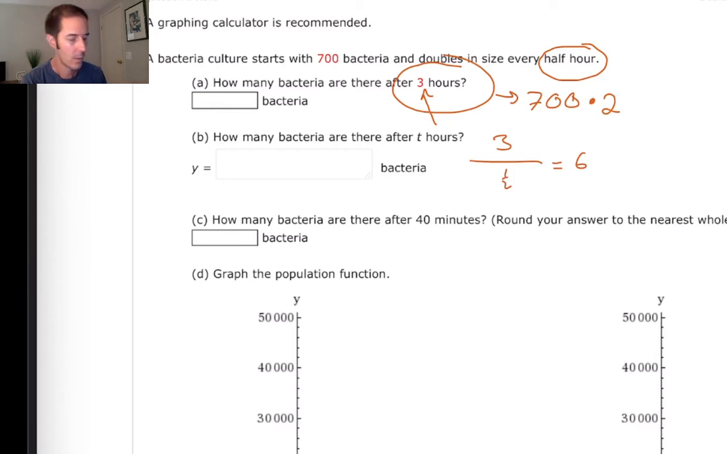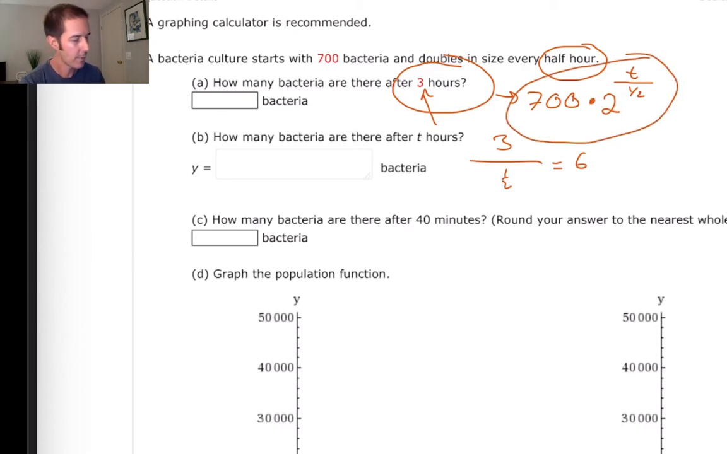Division. So the number of hours that went by, whether that's represented by a lowercase n or maybe a lowercase t as measured in hours, divided by 1/2, gave us the exponent that we needed to use. In this case, an exponent of 6. I'll leave you to use your calculator to do that arithmetic. I would type it in sort of in reverse order. 2 to the power of 6, get an answer, times 700 equals, there you go. How many bacteria are there after t hours? Darn it, I already gave you the answer.